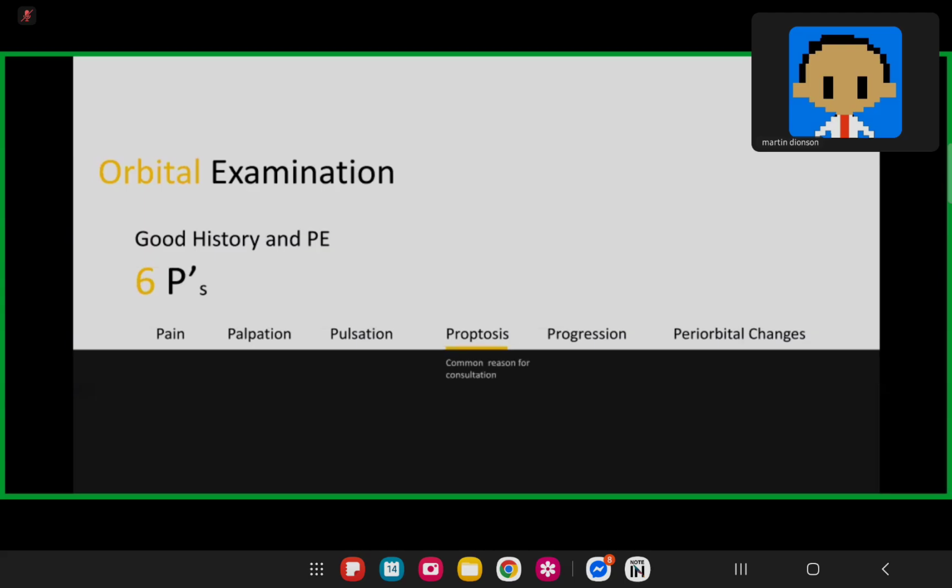And among them, proptosis is the most common reason for consultation. So that means proptosis or a bulging eye, no? Exophthalmos. So a bulging eye often is one of the most common cause for an eye examination.